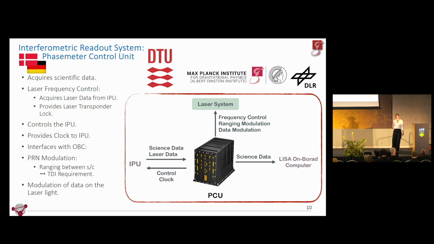PCU also receives the beat note frequency from the IPU to provide the laser system with the frequency control, and it's not only for the laser locking, but also to ensure that the whole constellation follows the frequency plan. The PCU also provides the IPU with the control signal and the main clock information from the spacecraft. PCU provides the laser system with the ranging modulation as well as the modulation of the data that needs to be sent, or the commands that need to be sent to the FAR spacecraft from the onboard computer.